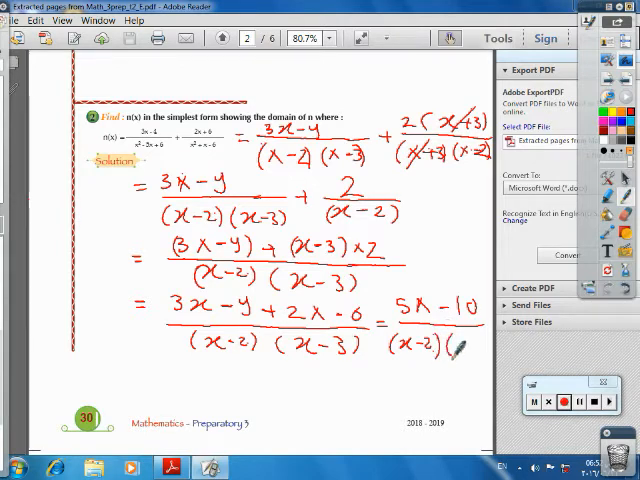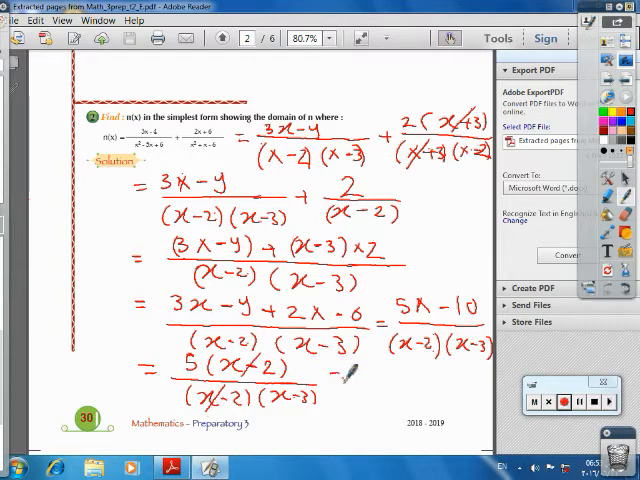Over (x − 2)(x − 3). 3x + 2x equals 5x, and −4 − 6 equals −10. Take 5 as HCF. Then 5 times (x − 2) over (x − 2) also. Then we can cancel them, and times (x − 3), x − 2 with x − 2. Then the final solution is 5 over x − 3.